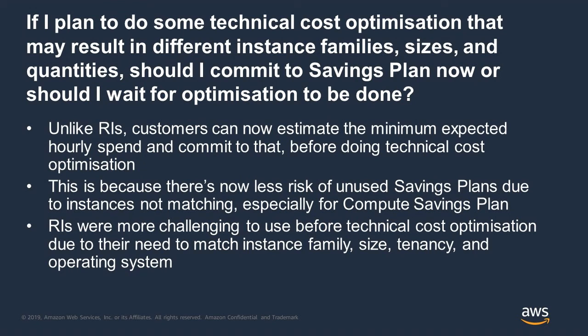RIs were more challenging to use before technical cost optimization due to their need to match instance family, size, tenancy, and operating system. And so if you're able to estimate your potential savings through other means such as right sizing or switching resources off, then you can commit to that savings plan figure to a level where you expect to optimize down to.